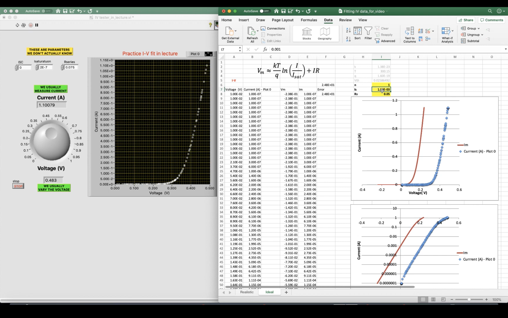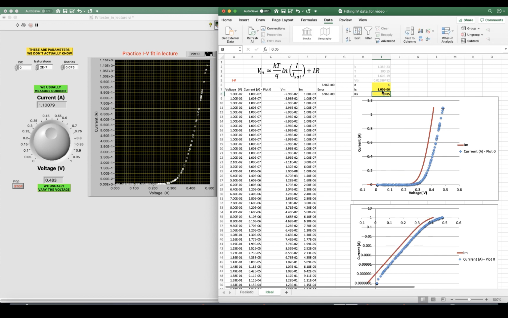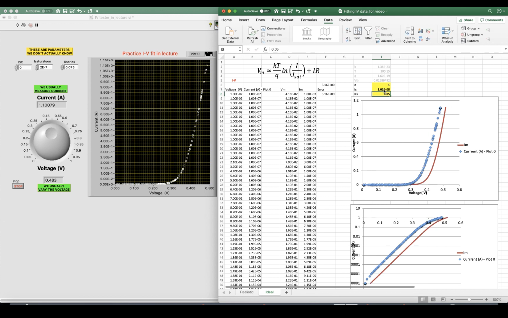So let's pretend that we don't know what the saturation current is. So I'm going to say 2e minus 4. As you can see, things get a little bit closer, but not necessarily there yet. Let's say 1e minus 6. Things are getting much closer. And now I'm going to go 2e minus 8. And now I've gone past the point. So now I know, 1e minus 7.